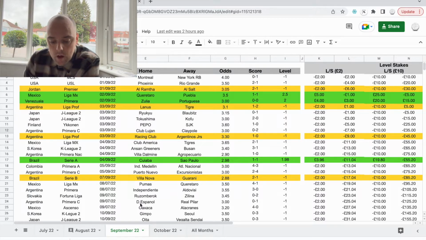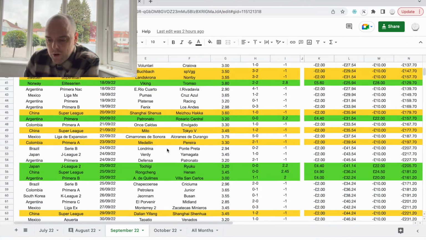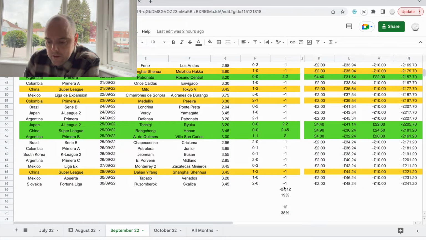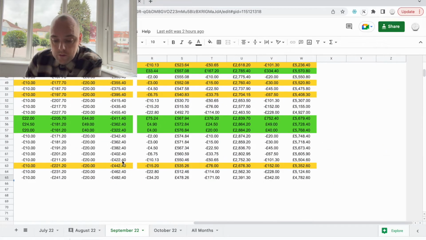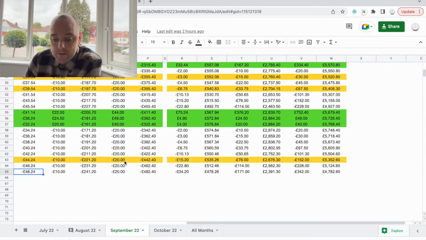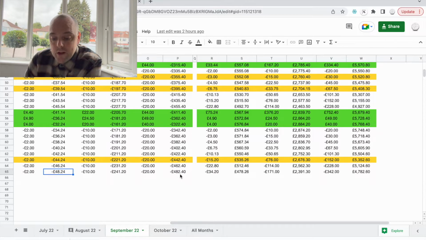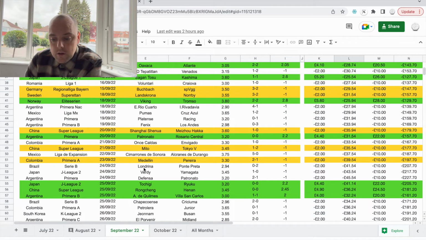So, here we are with September. I'll show you what you'll want to know. So, at level stakes, we're actually minus 24 points, level stakes down. So, obviously, when you look at £2 a stake, you'd be 48 quid down. If you go all the way to £20 a stake, obviously you'd be timesing that by 10 and you'd be £482 down. So it's pretty crap, isn't it? Not going to sugarcoat it. It was a rough month.